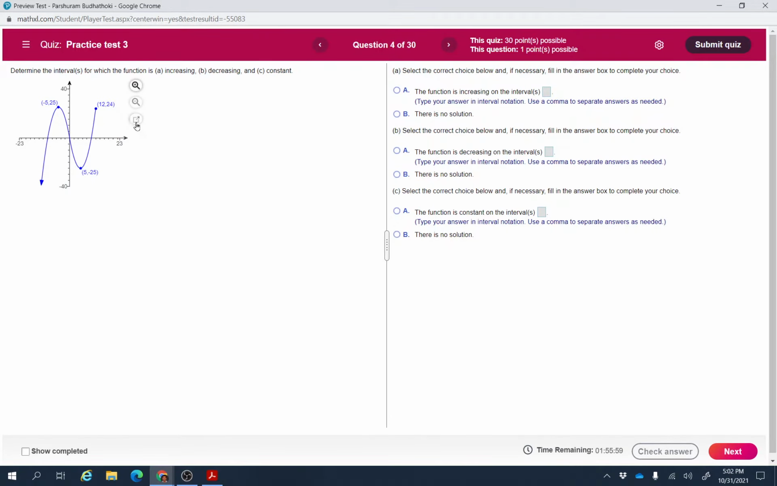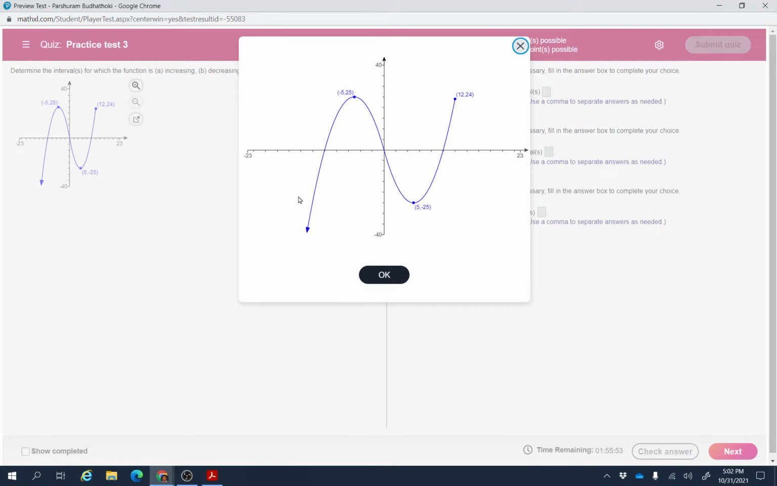Next problem, we need to find the intervals where the function is increasing, decreasing, and constant. If you look at this graph, going from left to right, the graph is going up, up, up to the point where the x value is negative 5. So from negative infinity to negative 5, the graph is increasing. And then from negative 5, it's going down up to positive 5. And then from positive 5 again up to positive 12, the function is increasing.